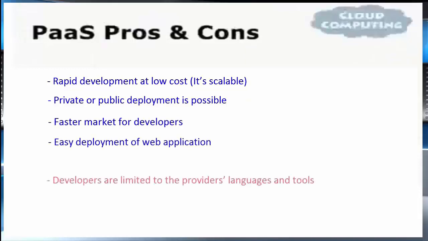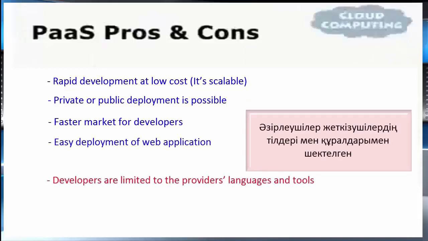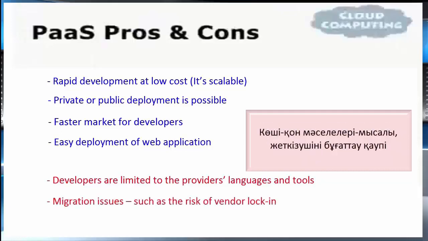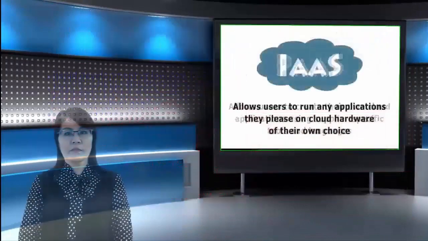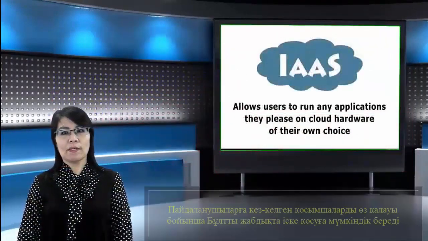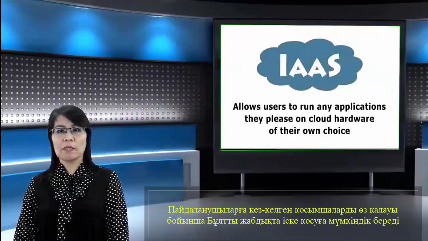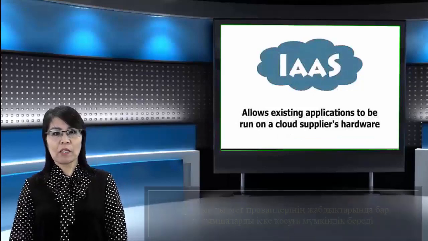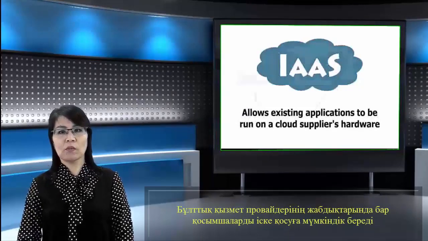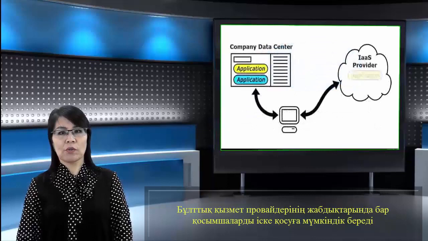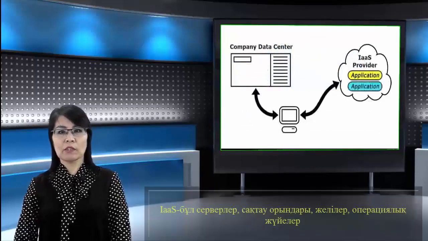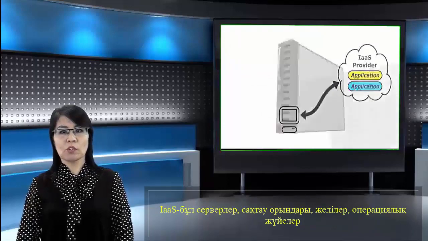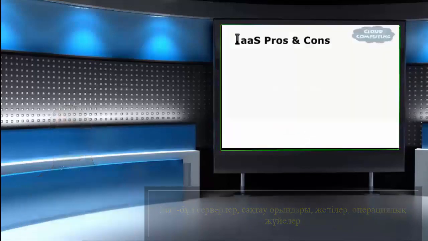Cons of PaaS: developers are limited to the provider's languages and tools. Migration usually has a risk of vendor lock-in. Infrastructure as a Service, or IaaS, allows users to run any applications they please on cloud hardware of their own choice. It allows existing applications to be run on a cloud supplier's hardware. IaaS is the hardware and the software that powers it all: servers, storage, networks, operating systems.